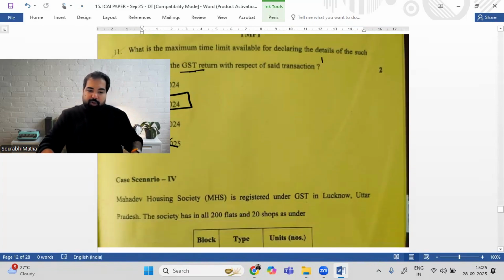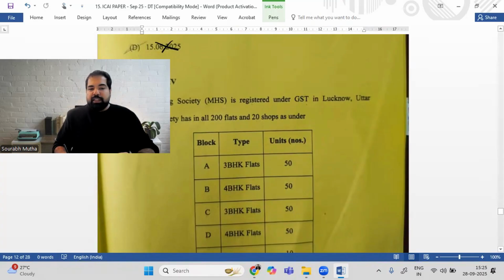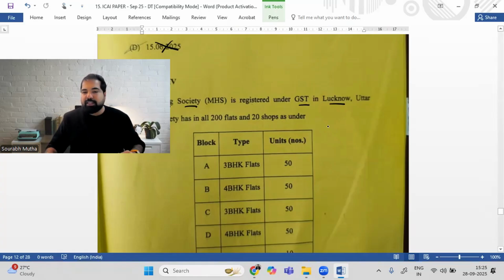All right, we go to the next one. This is case scenario number 4. There is Mahadev Housing Society registered under GST in Lucknow, Uttar Pradesh. So housing society, let me tell you guys, whenever they charge maintenance to their residents, example, I stay in a building which has 100 flats. If they charge me maintenance, excluding municipal taxes, etc., which they take from me and directly pay to the government, those maintenance charges, if they are more than 7,500 per month, only then there is GST for residences.